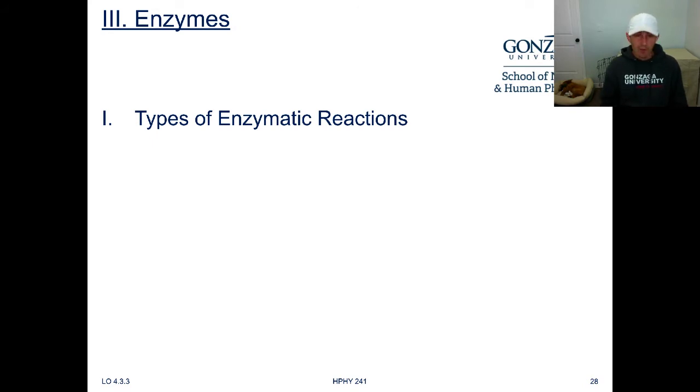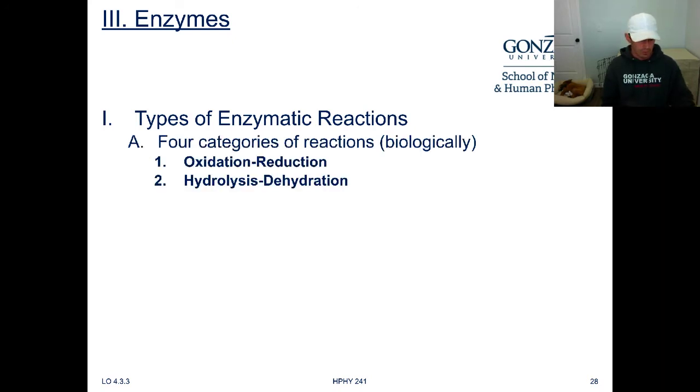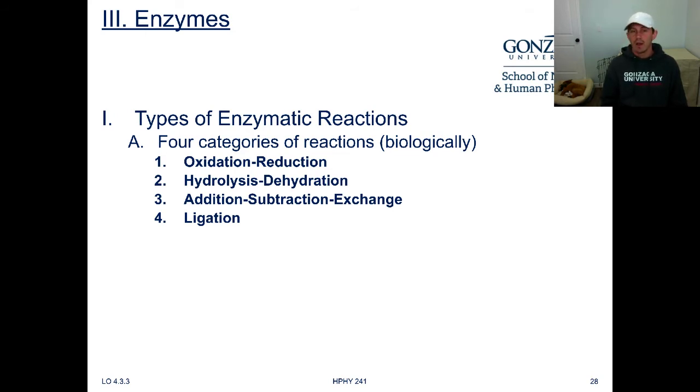All right, we are finally to the point of discussing the types of enzymatic reactions that you're going to see in this course over and over. There are 4 categories when we're talking about biological reactions. They are oxidation-reduction reactions, hydrolysis-dehydration reactions, addition, subtraction, exchange reactions, which is kind of a clunky one to say, and then the 4th one is ligation.